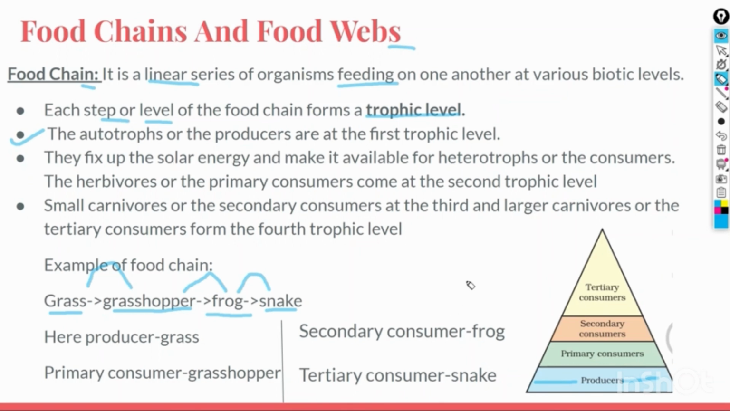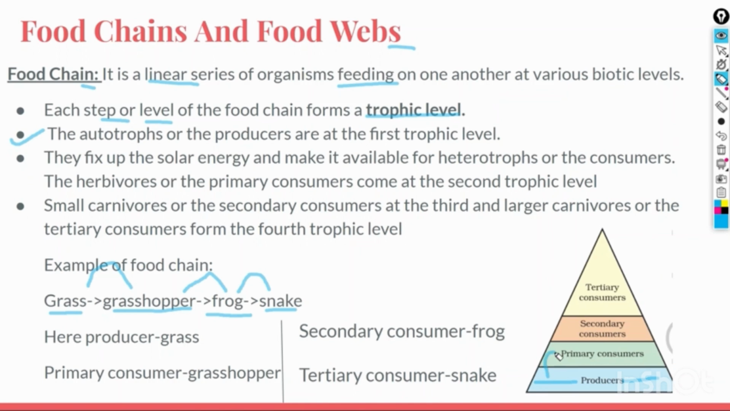Now we have the sun. Sun is the primary source of energy. Everyone gets their energy from the sun. So energy is taken from the sun by the producers. No other organism can take energy. So only the producers can absorb the energy from the sun.